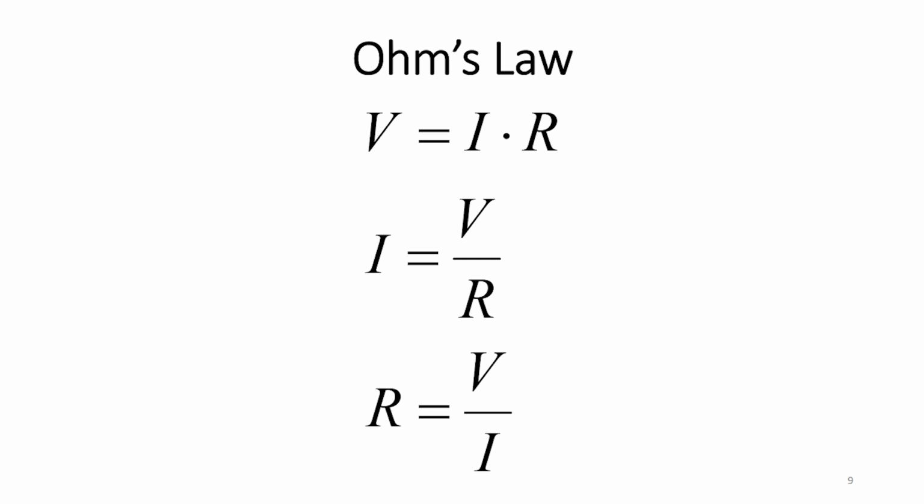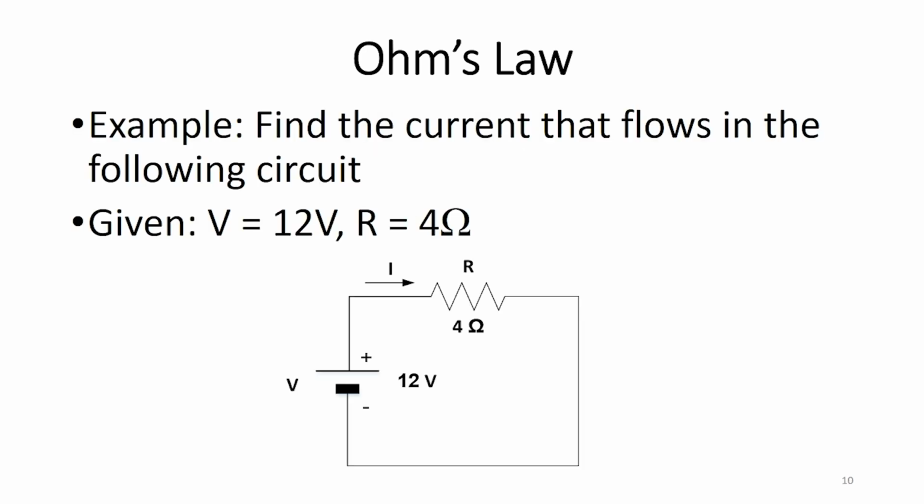Ohm's law, explicitly: V equals I times R, I equals V divided by R, and R equals V divided by I. Example: find the current that flows in the following circuit, given V equals 12 volts and R equals 4 ohms. This is the circuit.